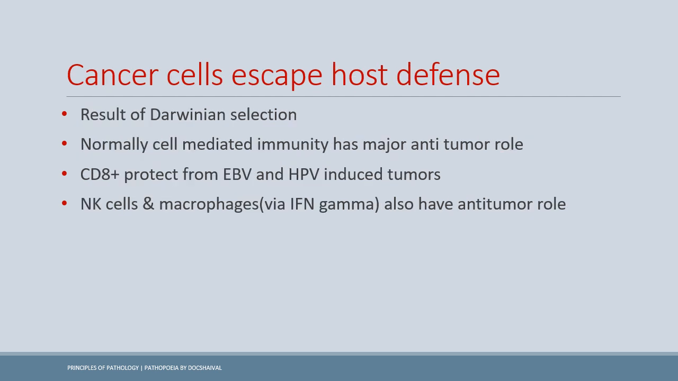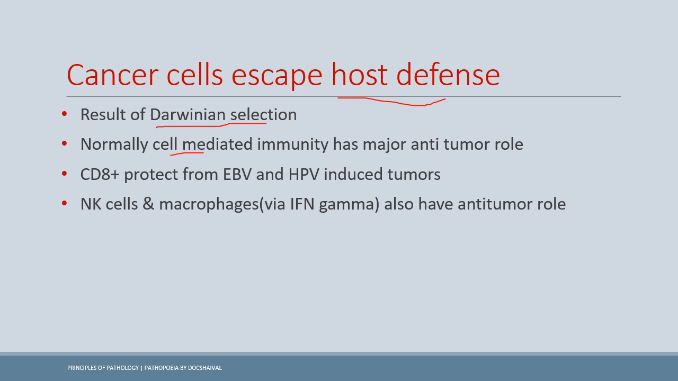The next property to be aware of is that cancer cells escape the host defense, and that is necessary because if the host defenses kill the tumor cell, then what's the point of the tumor? Now, the main theory behind this is Darwinian selection. What is Darwinian selection? Because of the tons and tons of divisions, tons and tons of mutations accumulate, and those cancer cells are selected that are resistant to the attack or killing by the host defenses.